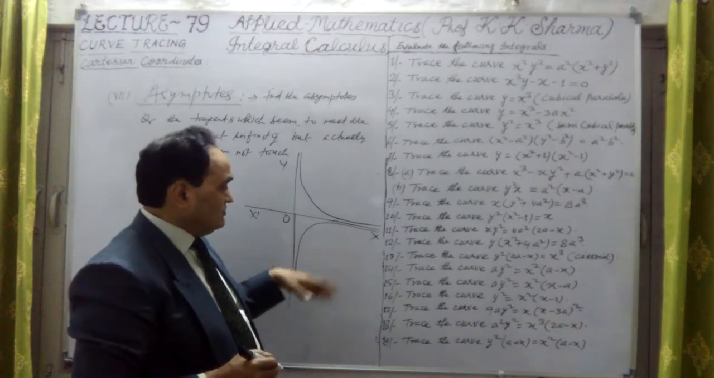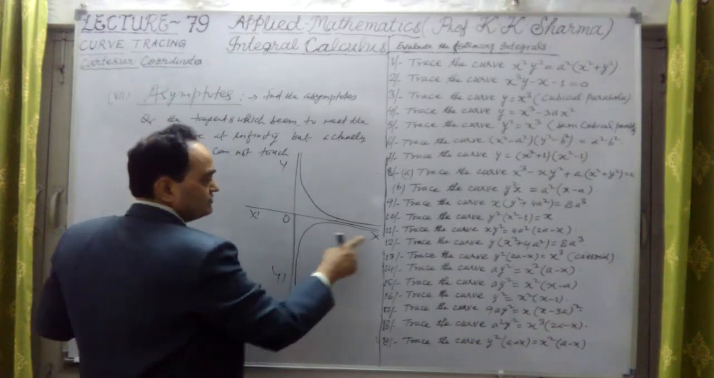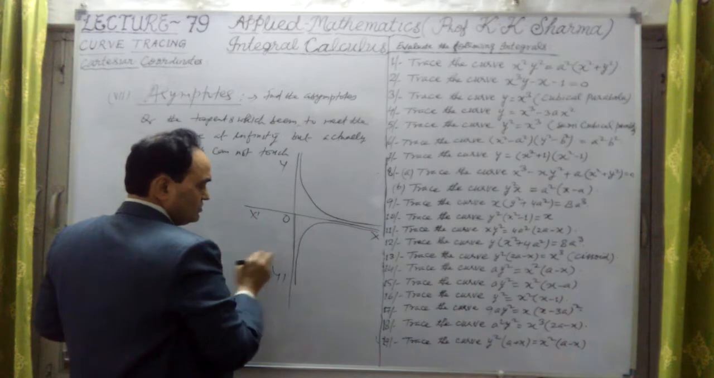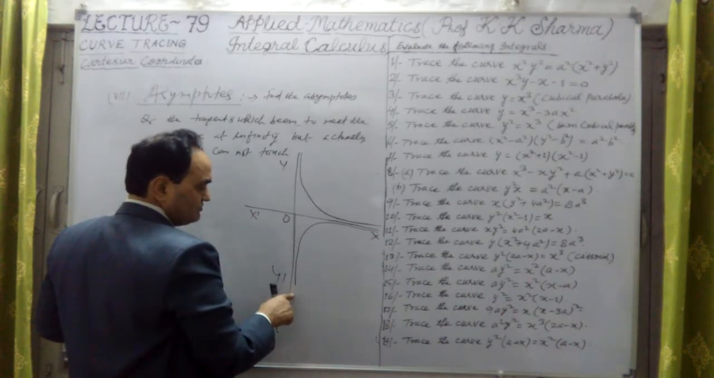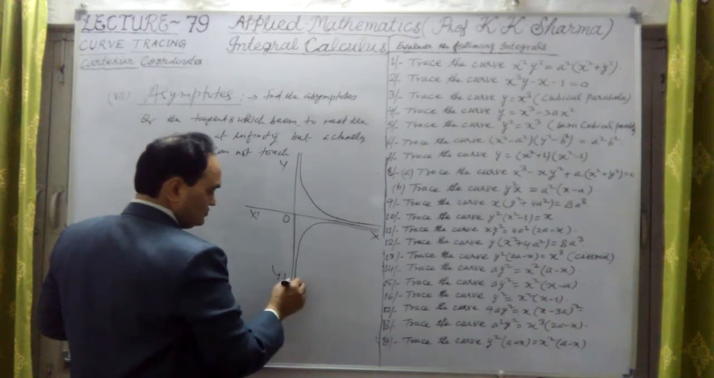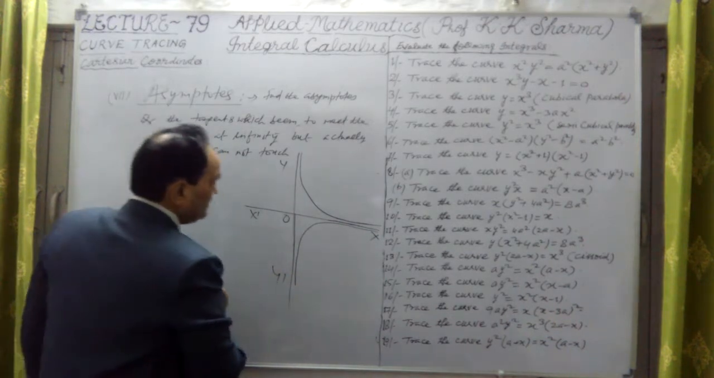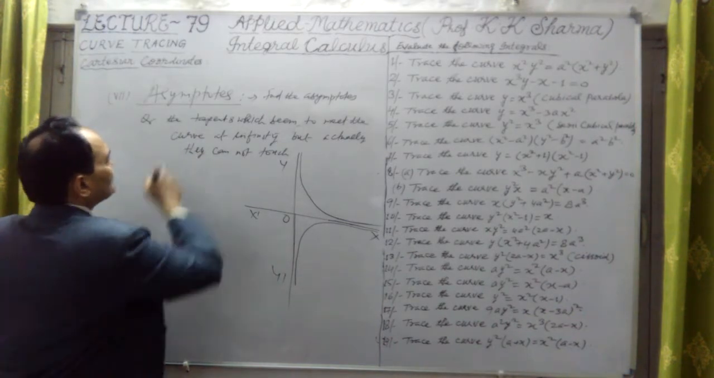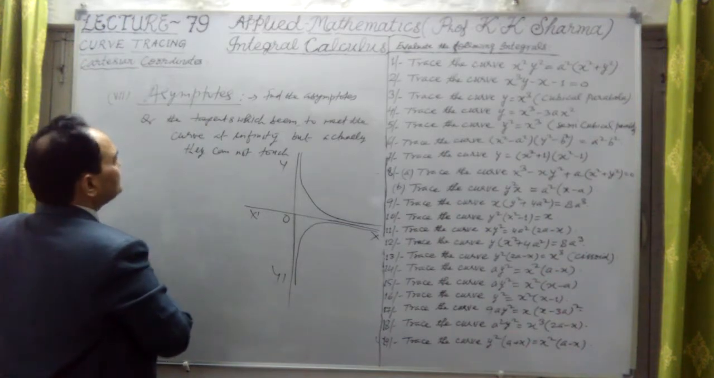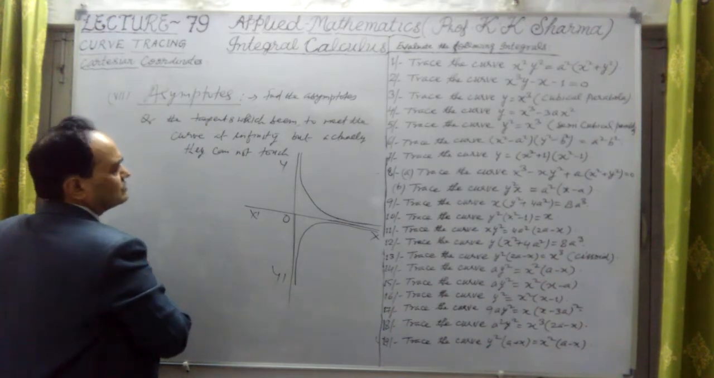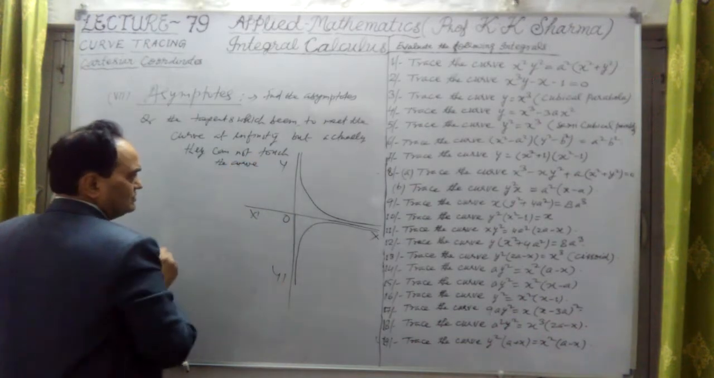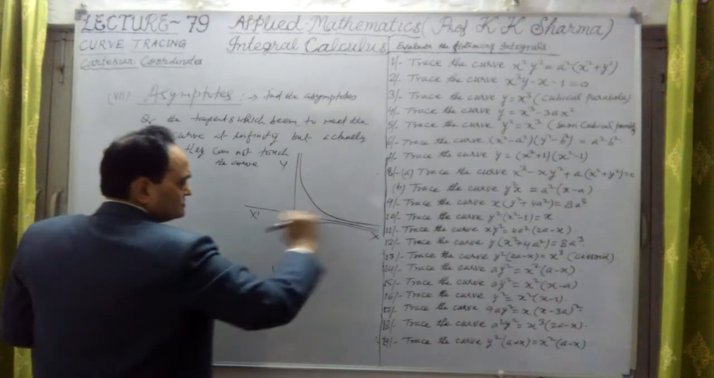It looks like for which x may be infinity, y is not infinity. In this case, if the line is going like this, y is said to be infinity, but x is not infinity. So this is how we have to take the asymptotes also. Find the asymptotes or the tangents which seem to meet the curve at infinity, but actually they cannot touch the curve, because they seem to meet at infinity, but actually they are not meeting. They're just shown like this.